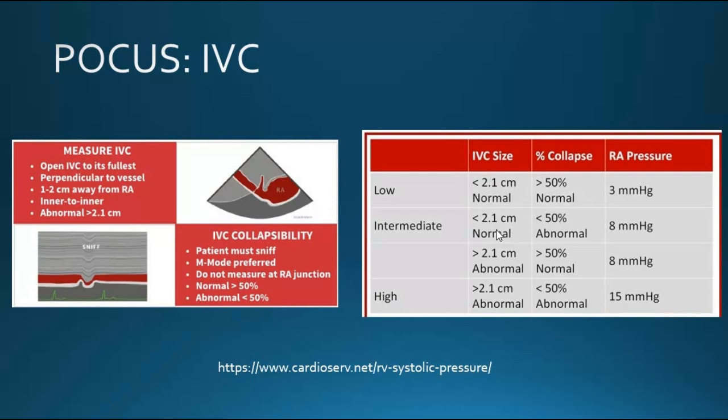So let's say you have normal IVC size less than 2.1, but the collapsibility is less than 50%, which is abnormal, then estimate that to be 8. But if the IVC measurement is plethoric, greater than 2.1 centimeters, however with greater than 50% collapsibility, then the right atrial pressure is also 8. But if both are abnormal, IVC size greater than 2.1 centimeters in diameter, and it is less than 50% collapsible, the right atrial pressure is estimated to be 15.